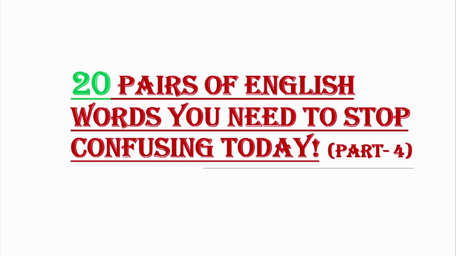In this video, I will teach you 20 pairs of English words you need to stop confusing today, part 4. English is a very confusing language. Mixing up similar sounding words might not be an issue when you're speaking English, but when you're writing the words, the mistakes can be easily noticed. One letter or one space can make all the difference in this language. Your vocabulary will be better equipped if you understand the subtle differences in these pairs of similar sounding words. So without any further delay, let's look at the 20 pairs of English words you need to stop confusing today.